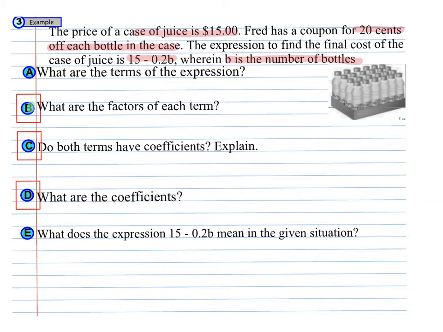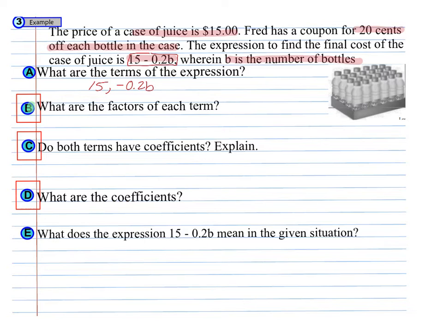Okay, so the terms of the expression we're talking about, this is the expression. Remember, terms are separated by the plus sign or minus sign. So that means our first term would be 15, and our second term would be negative 0.2b. Those are the terms because they're both separated by the plus or minus signs.